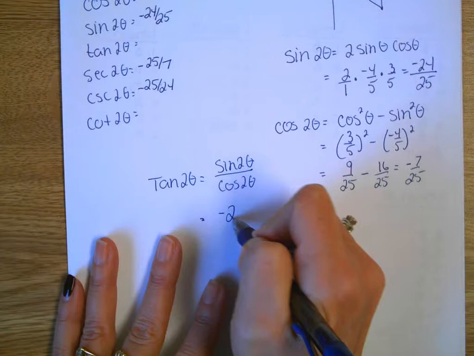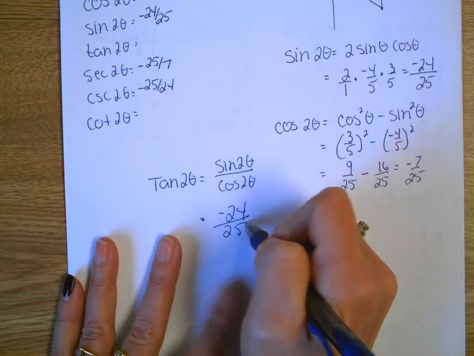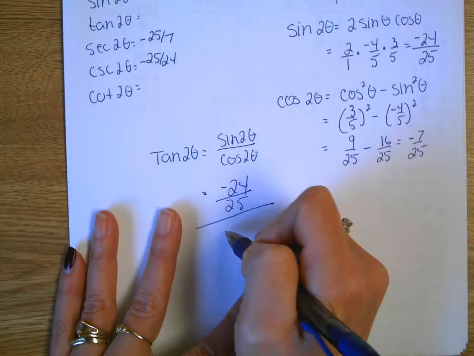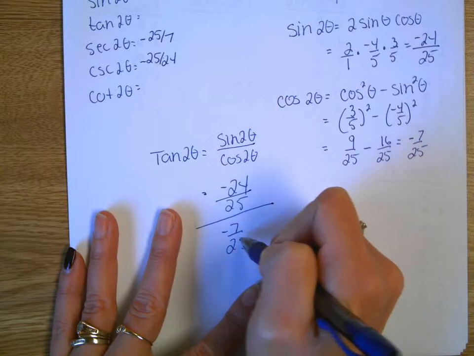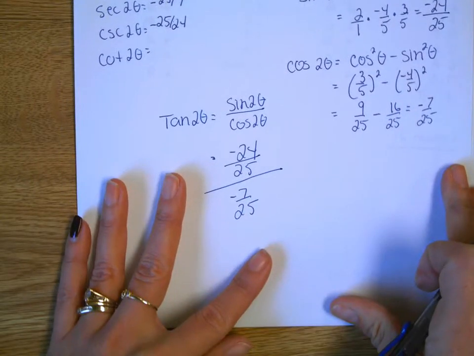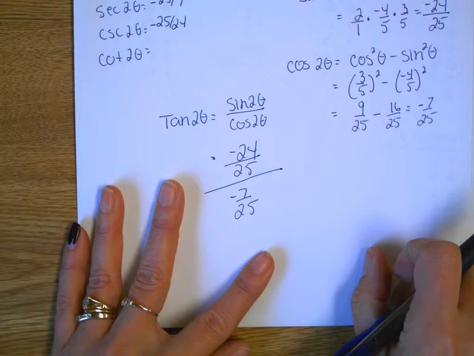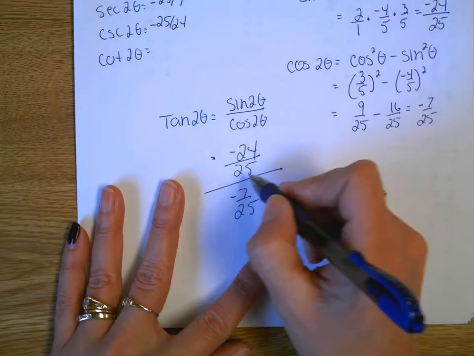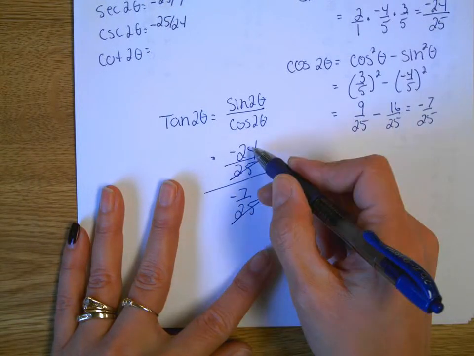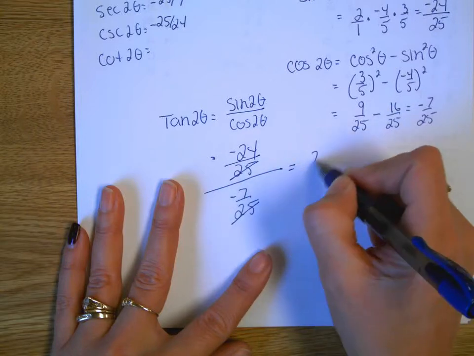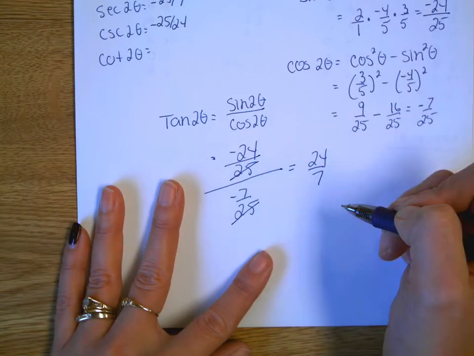So sine is negative 24/25 divided by negative 7/25. And what little shortcut did we learn yesterday? Cancel the 25s and keep this fraction. 24/7.